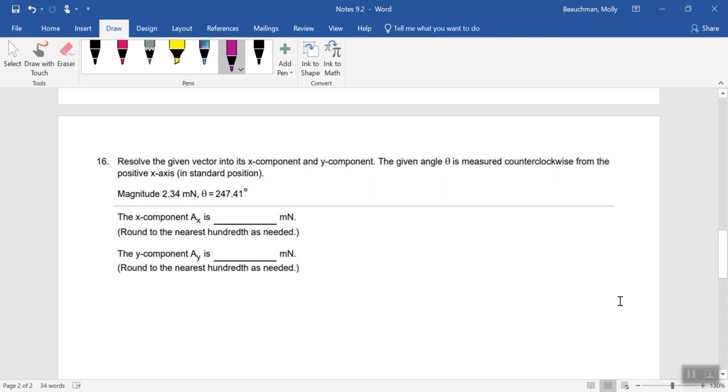Resolve the given vector into its x component and y component. The given angle theta is measured counterclockwise from the positive x-axis in standard position. So now I know that my magnitude is 2.34 and my angle is 247.41 degrees. So let's see, I know that this is 0 degrees, 90 degrees, 180 degrees, 270, and then back to 360. So 247 is going to be in the third quadrant.